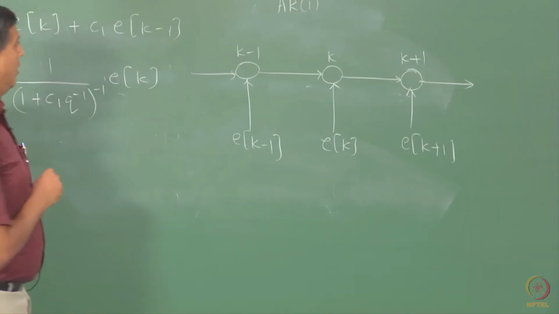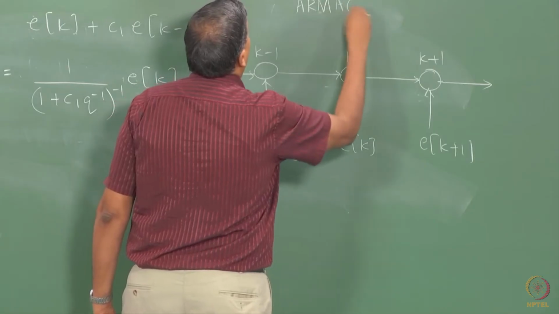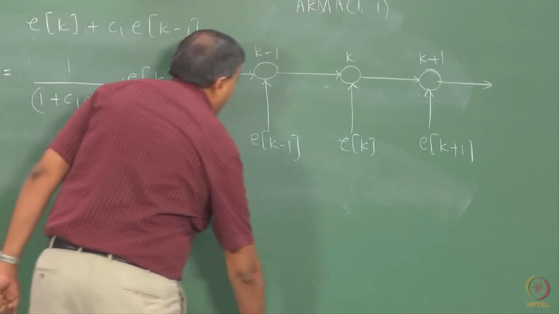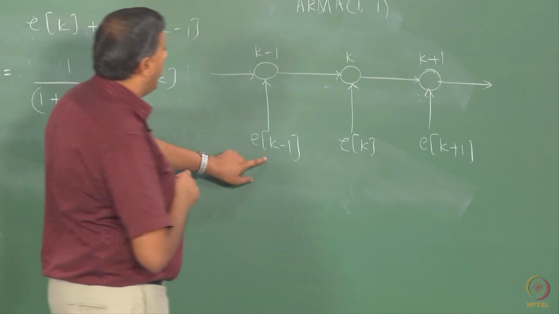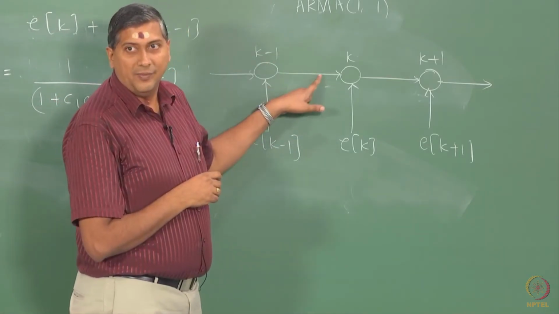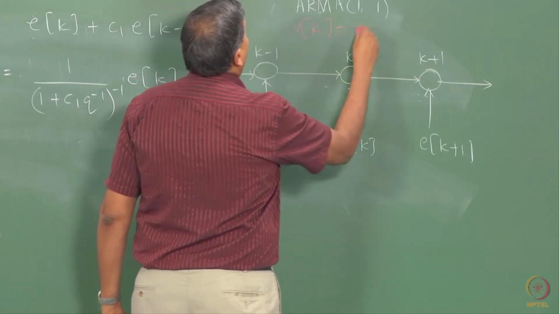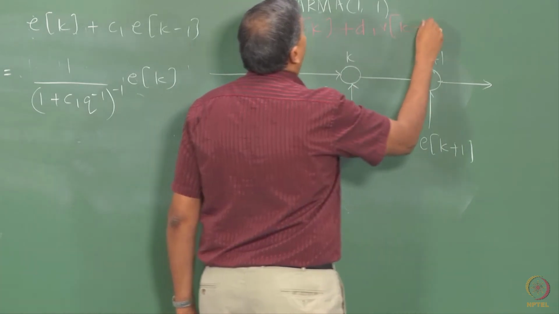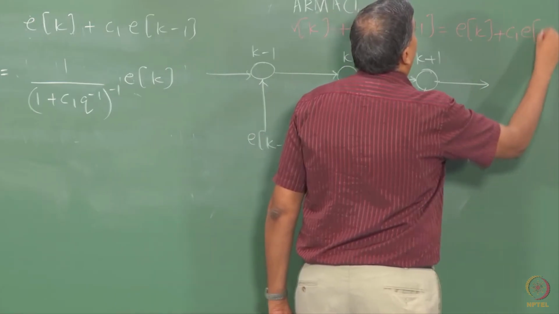Whereas an ARMA, suppose an ARMA(1,1), in the interest of time I am not going to redraw, then what you would have is an additional pathway directly affecting. So, e_{k-1} directly affects k. What is an ARMA(1,1)? The model would be v_k plus d_1 v_{k-1} equals e_k plus c_1 e_{k-1}.